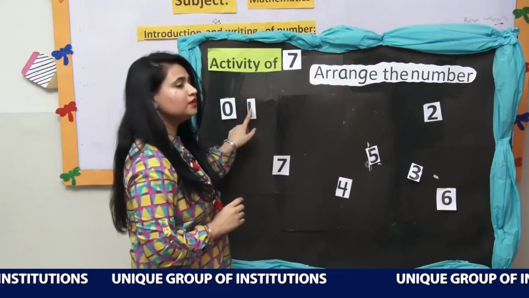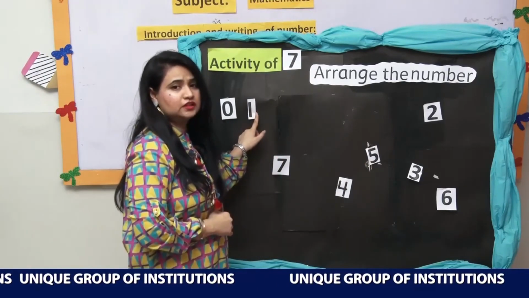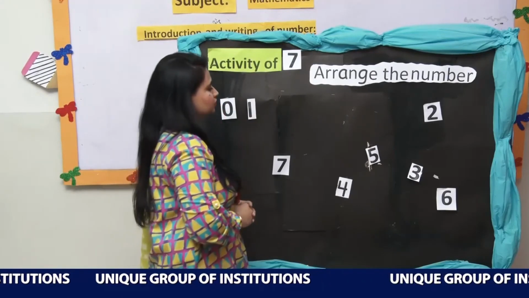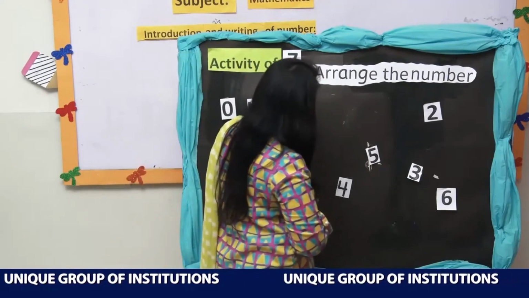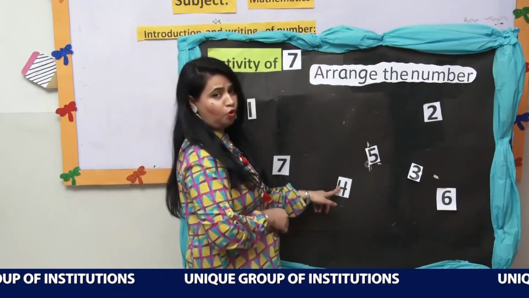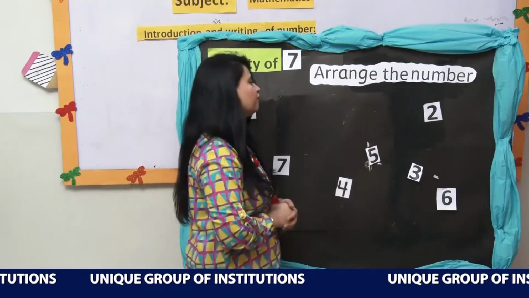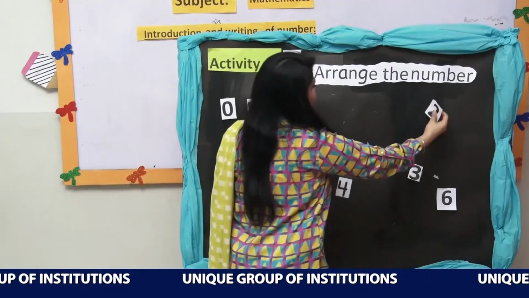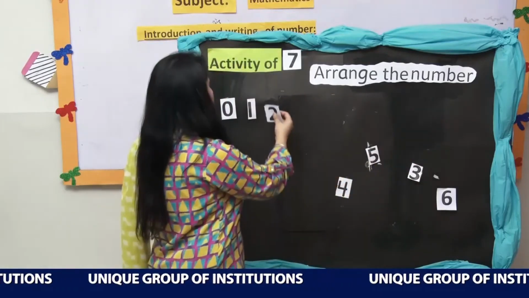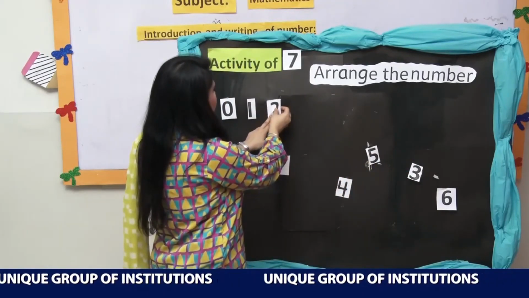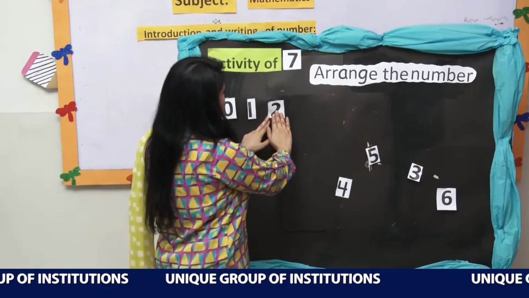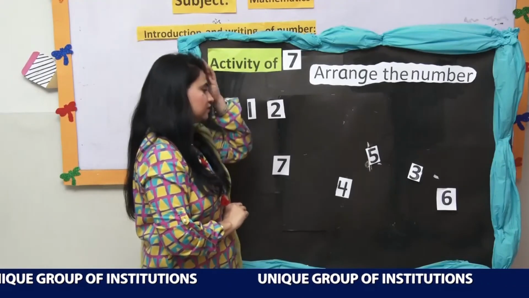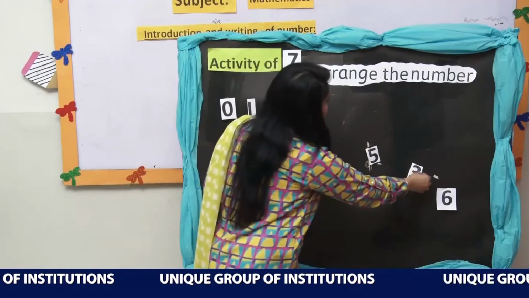0, 1. What comes after 1? Yes, number 2. Let's find the number 2. Is this number 2? No, this is number 4. Where is number 2? Yes, here. This is number 2. Number 2 comes after number 1. What comes after number 2? 3. Yes. This is 3.